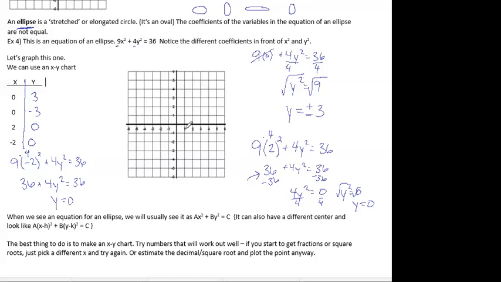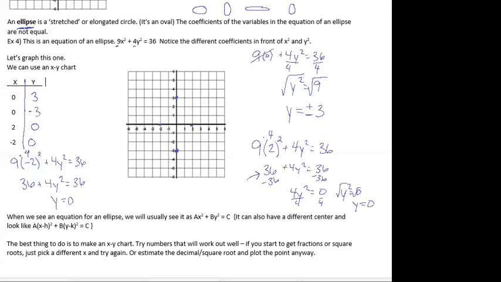Now we plot these points over here. So if x is 0, y is 3. If x is 0, y can be negative 3. If x is positive 2, y will be 0. If x is negative 2, y will be 0.